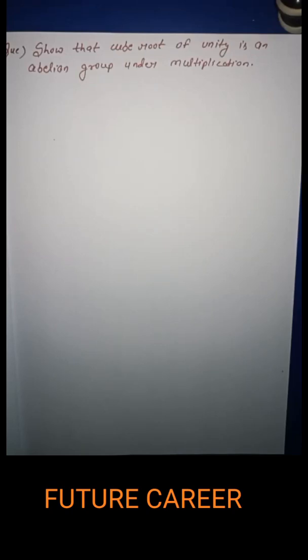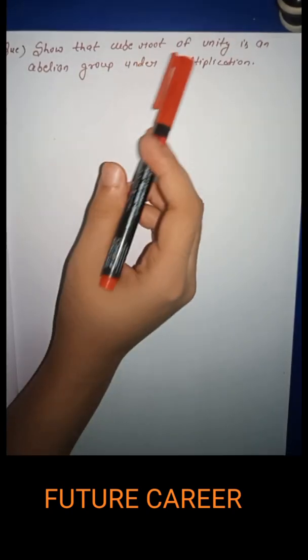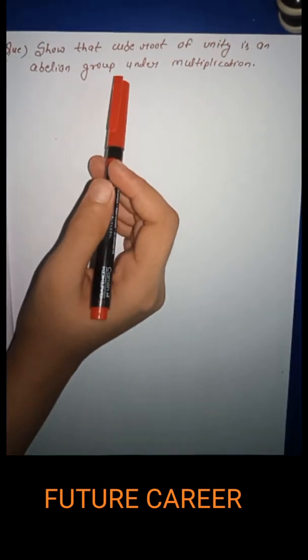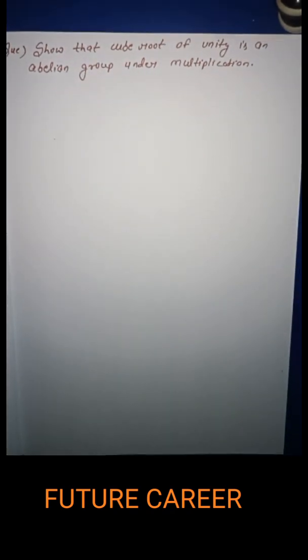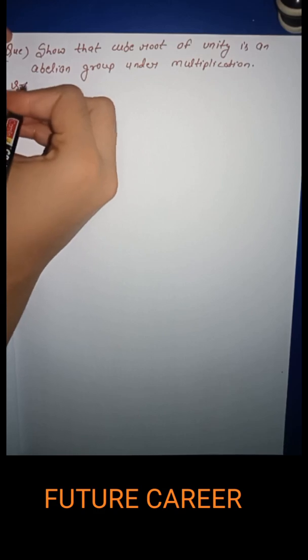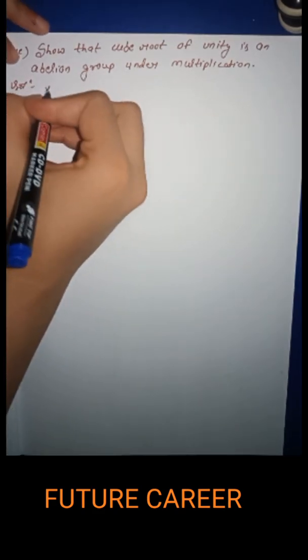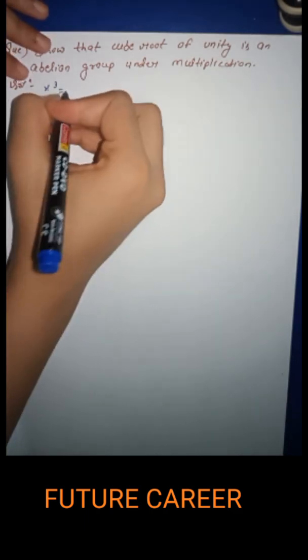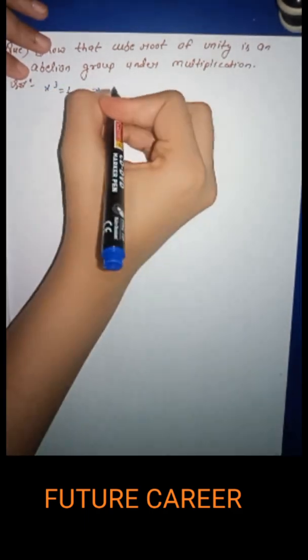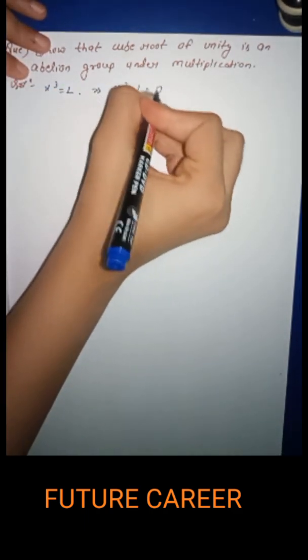Here the given question is to show that the cube roots of unity form an abelian group under multiplication. Now let's start to solve this question. Cube root of unity means x cube equals 1, or x cube minus 1 equals 0.